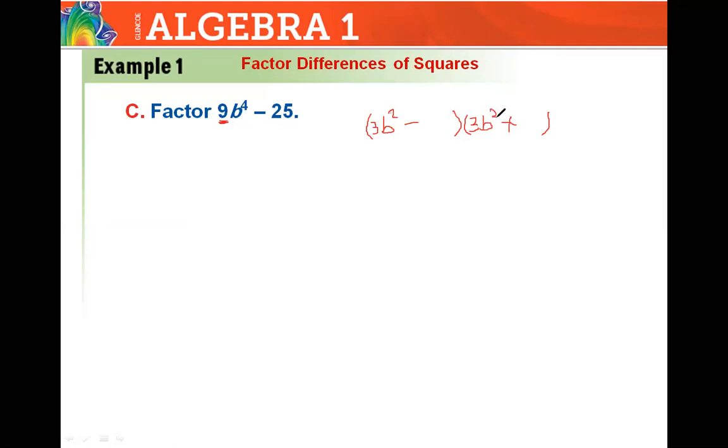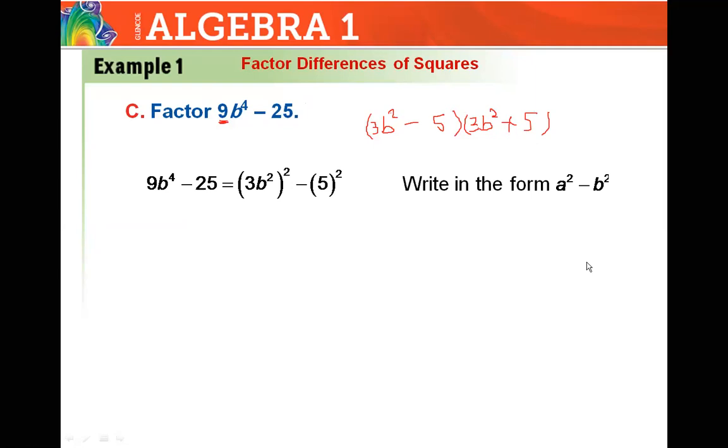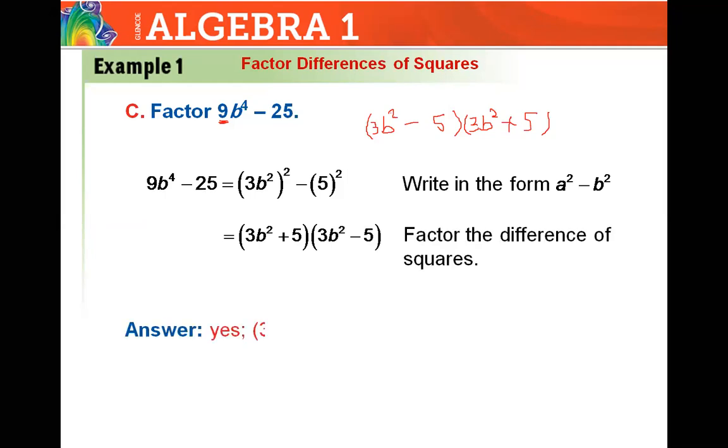Okay. And 25, what times what, or the square root of 25? 5 times 5. Excellent. So I just write here 5 and here 5. And this is the end of our problem. So it's yes, and this is the answer. We just completed the steps. As you see, b power 2 times b power 2 equals b power 4, 9 has square root 3, and 25 has square root 5. Between them minus, and this is the answer. I leave this answer for 20 seconds.